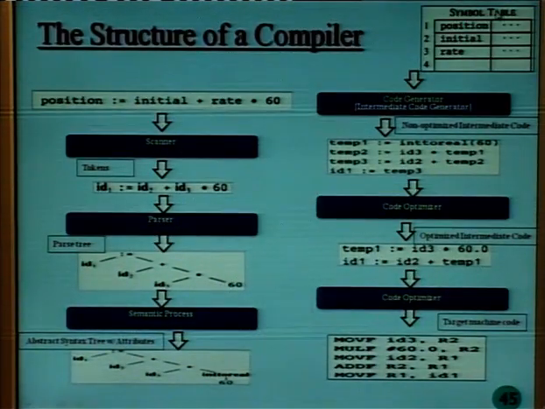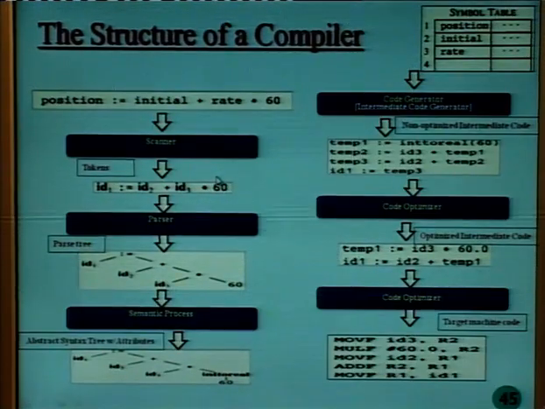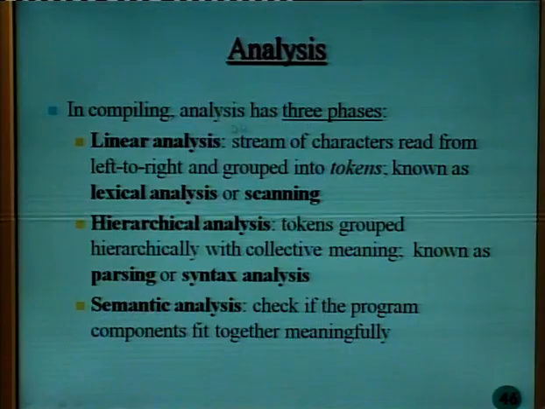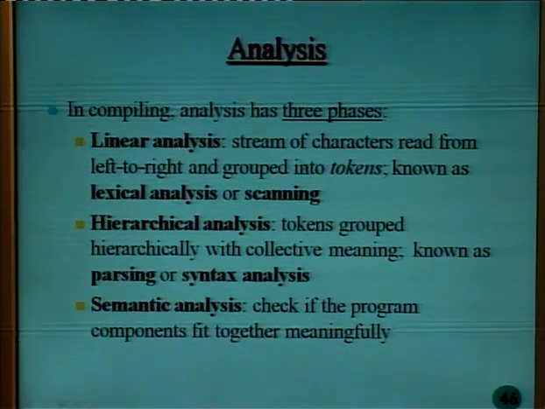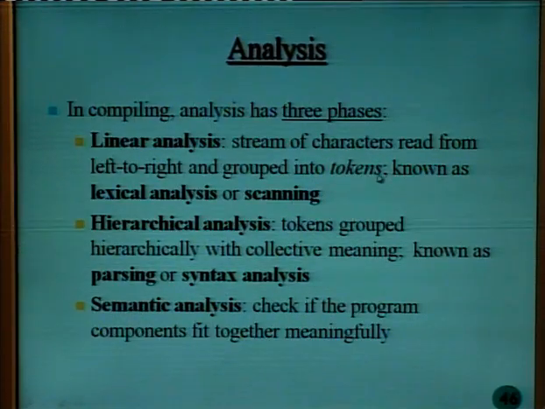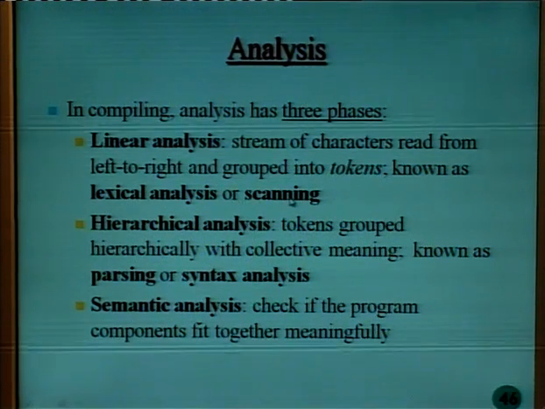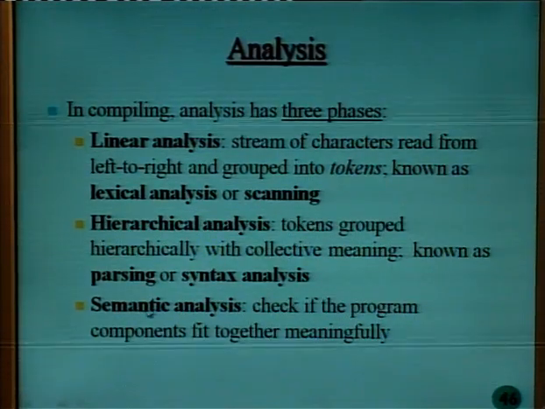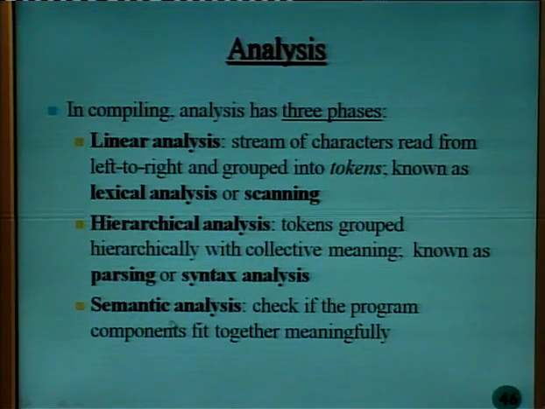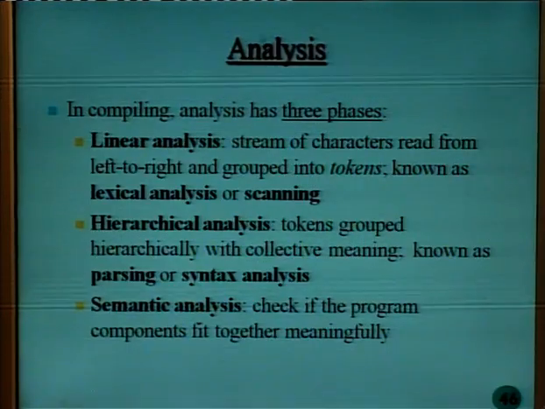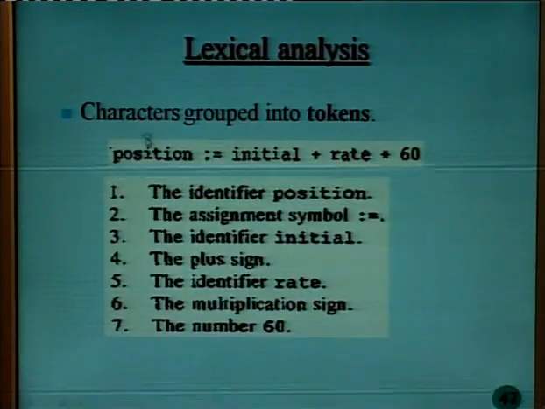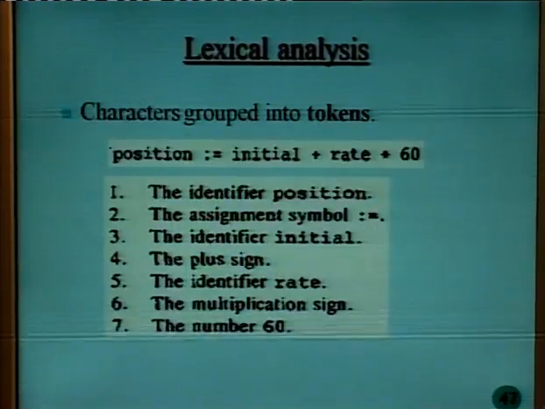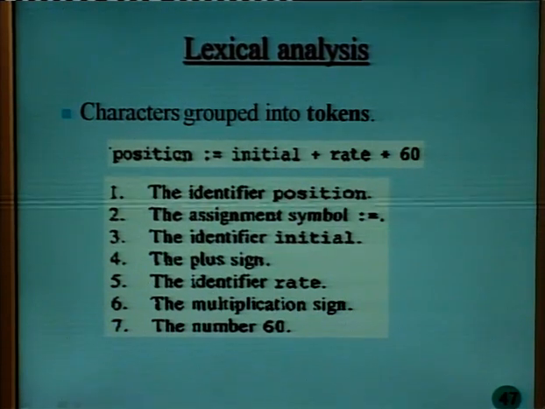Within that we have symbol table management. If there is any error in any phase of the compilation process, the compiler reports this error. In the analysis phase, compiling has three phases. First is lexical or linear analysis: the stream of characters is read from left to right and grouped into tokens, known as lexical analysis, the scanning of the program. Then hierarchical analysis: tokens are grouped hierarchically with collective meaning, known as parsing or syntax analysis. Then semantic analysis, checking whether the program components fit together, and the output of these produces an intermediate representation, which is later used to produce the target code. So lexical analysis, we have a statement.